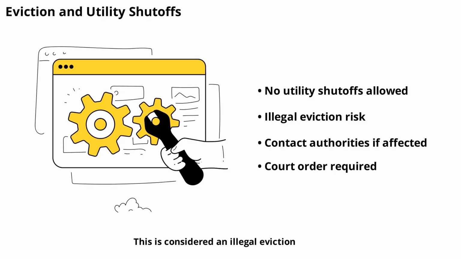Landlords cannot shut off utilities like water, electricity, or gas to force a tenant to leave. This is considered an illegal eviction. If your utilities are shut off during an eviction, contact local authorities or legal aid immediately. Both landlords and tenants should understand that only the court can order a legal eviction.